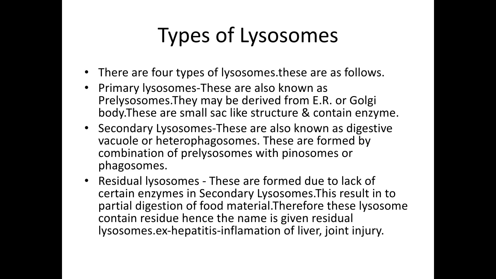Secondary lysosome: these are also known as digestive vacuoles or heterophagosomes. These are formed by combination of pre-lysosomes with pinosomes or phagosomes. Third, residual lysosome: these are formed due to the lack of certain enzymes in the secondary lysosome. This results in partial digestion of food material. Therefore, these lysosomes contain residue, hence the name residual lysosomes. Example: hepatitis, which means inflammation of the liver, and joint injury.